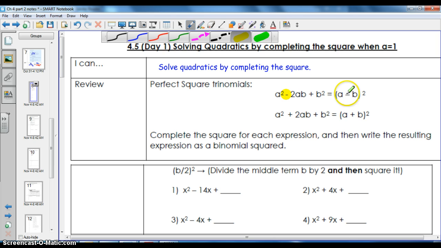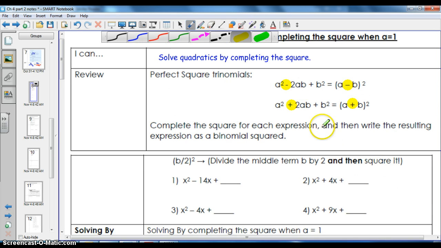So right here, if that's a minus, then after it's been factored, we'll have a minus there. If it's a plus, then it's a plus. So we do need to have that as one of our steps.